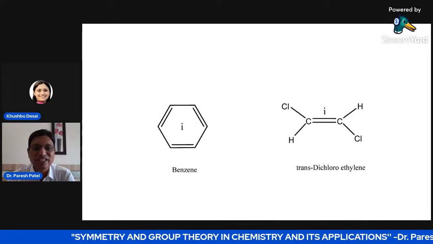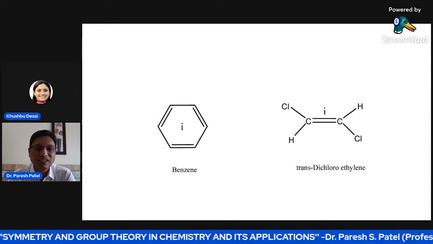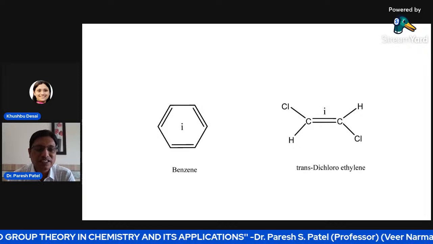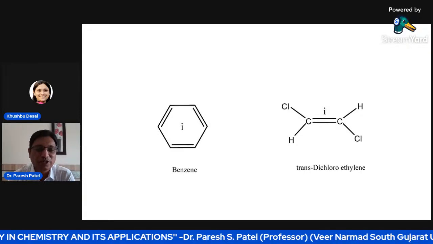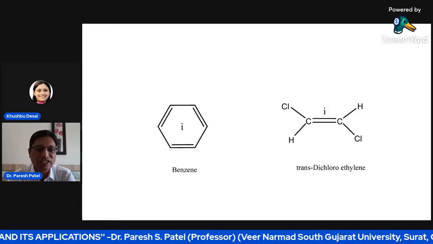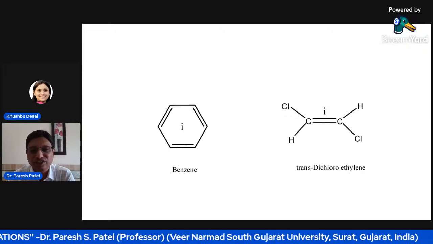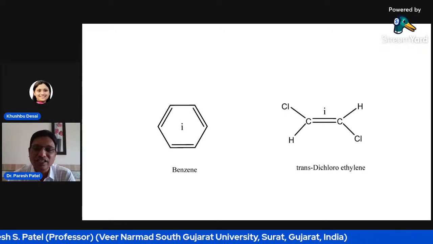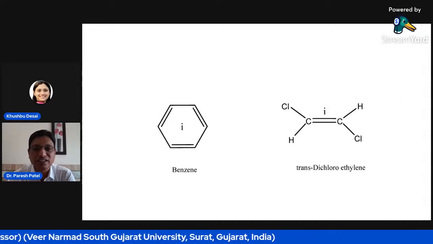Now, these are trans-dichloroethylene and benzene. In the case of benzene, this is the imaginary point, and with the help of this point, we can invert each atom of the molecule. In the case of trans-dichloroethylene, the center of symmetry is also present in this molecule. Next one, please.